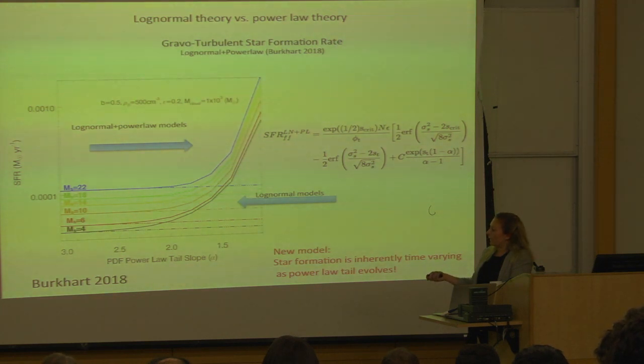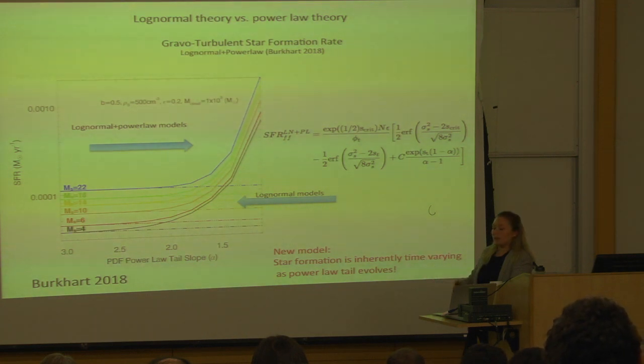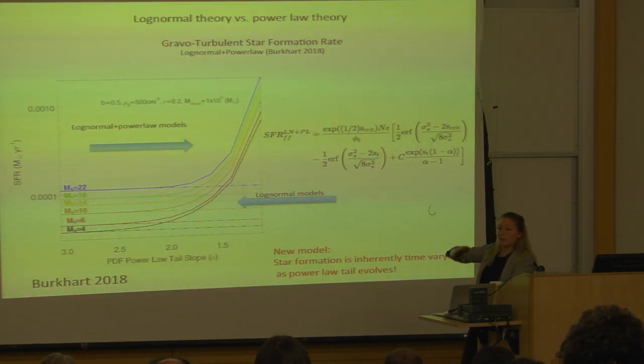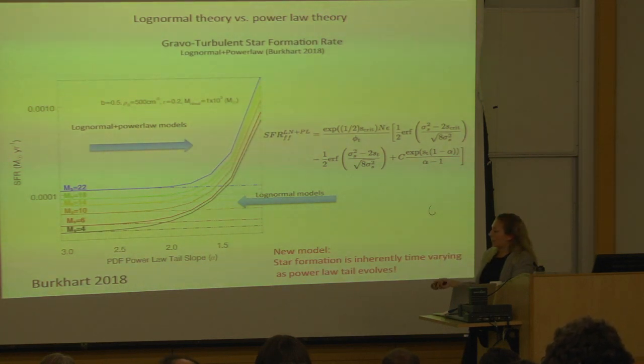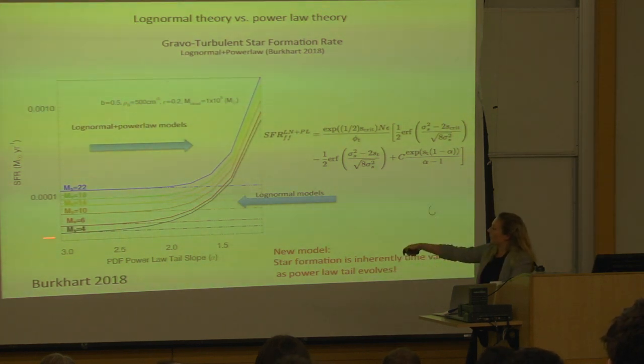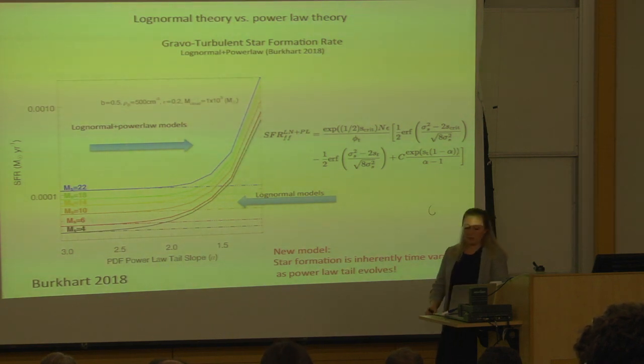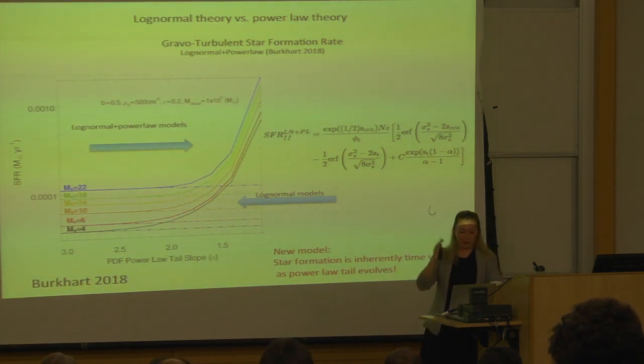And indeed, if you compare the star formation rate predicted by these models, the flat lines here are the log normal only predictions, right? Because the x-axis here I'm showing the slope of that power law. So those models don't depend on any sort of power law, so they're just flat in this parameter space. But you can see that you get a rise in the star formation rate from this piecewise approach with the power law slope.